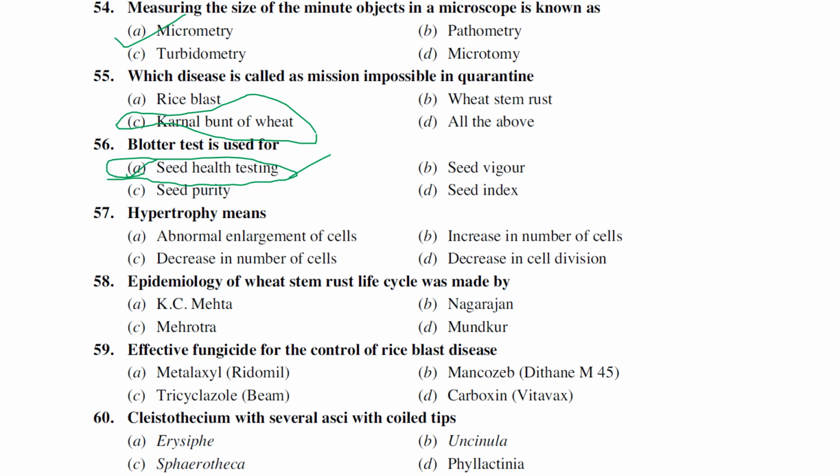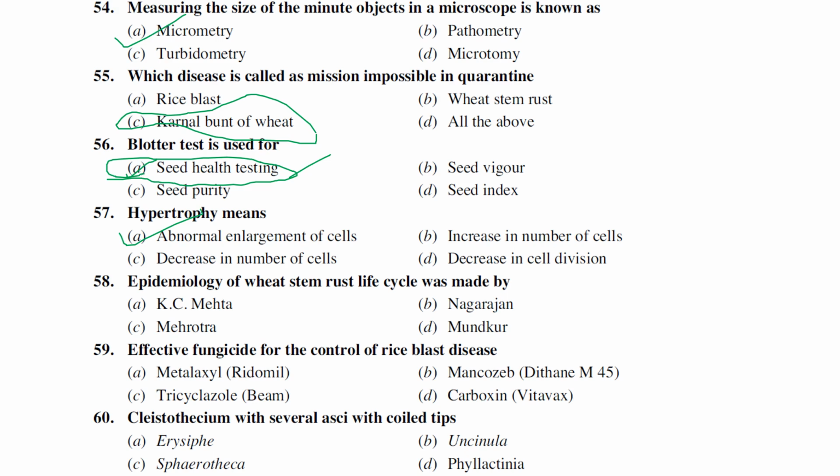Hypertrophy means abnormal enlargement of cell, increase in number of cells, decrease in number of cells, decrease in cell divisions. Hypertrophy and hyperplasia, there are two terminologies here. Hypertrophy means abnormal enlargement of cells. Hyperplasia means increase in number of cells or cell divisions. So here hypertrophy means abnormal enlargement of cells.